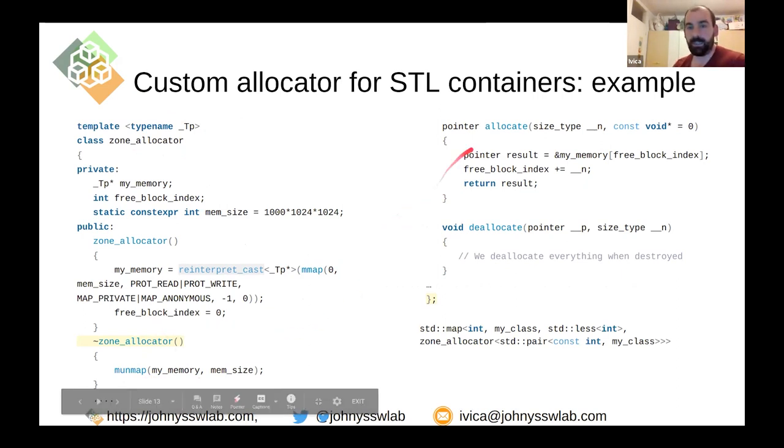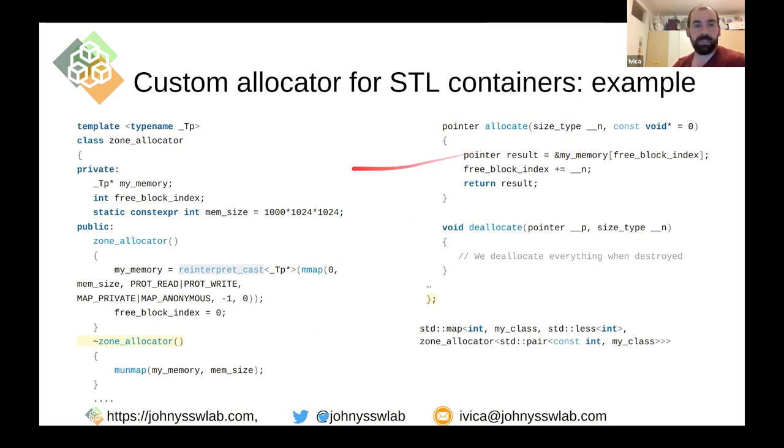And you see on the right side here, there are two methods. One is called allocate, but this zone allocator always works with the same size of chunks: the size you're allocating is constant, and it's known at compile time. So you're just taking the first available chunk and returning it. This thing doesn't even implement deallocate.